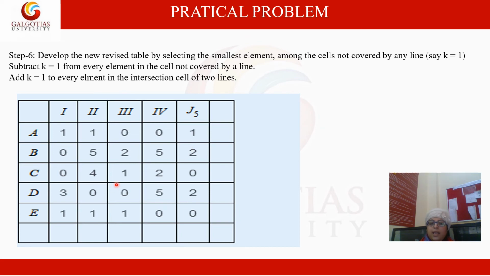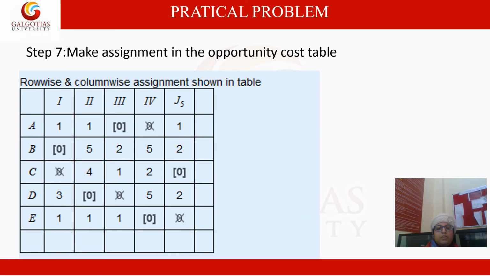So, like this, we are going to work out all the values, and where we have the intersection point, where two lines intersect with each other, there we are going to add that particular smallest element in that particular row or column. So let us make the assignment in this question.